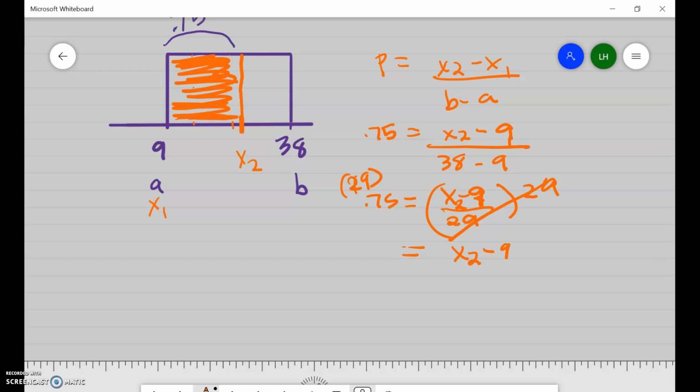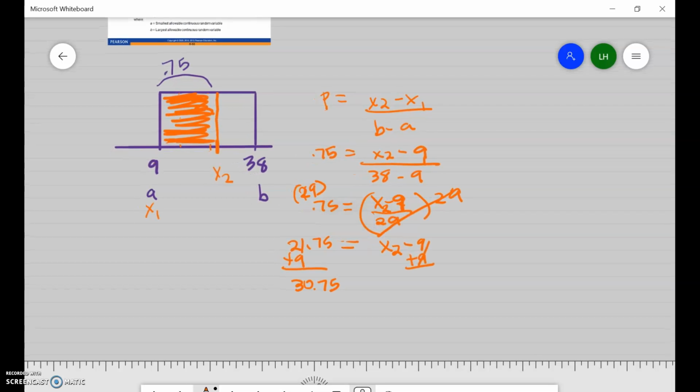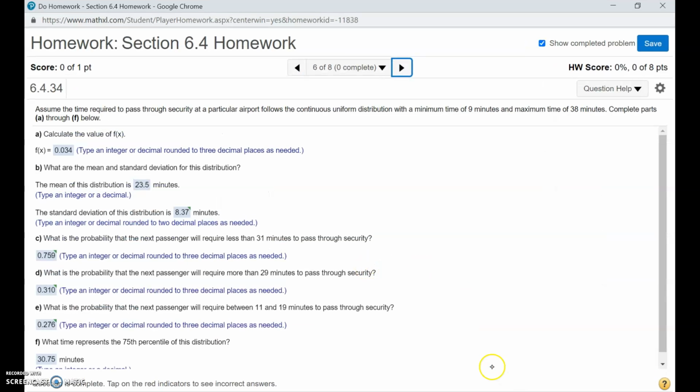And then we're going to do 29 times 0.75, and that's going to be 21.75. And then I'm going to add 9. And that's going to give me 30.75. So the value that corresponds to the 75th percentile is 30.75 minutes. So hopefully that will help you get started on this homework. Let me know if you have any questions.